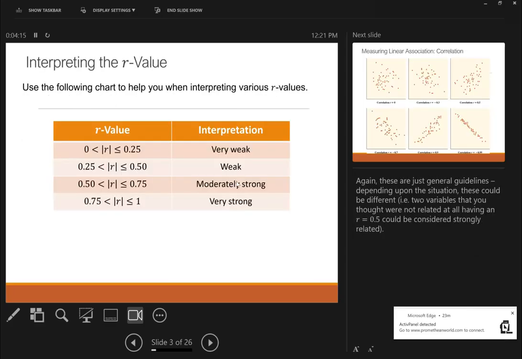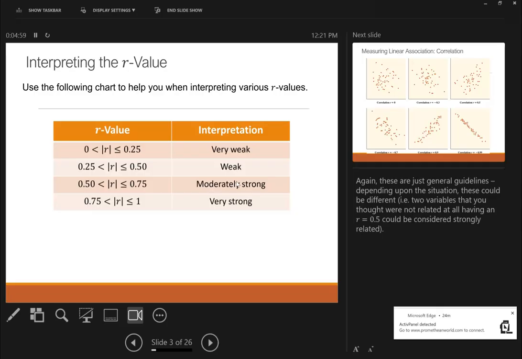So what we're going to do here is convert our values of R into statements of strength. R values between 0 and 0.25 are very weak. Between 0.25 and 0.5 are weak. Between 0.5 and 0.75, moderately strong. Between 0.75 and 1, very strong. And notice that the R's in there are absolute values, so the same would be true for between -0.25 and 0, which we'd say is very weak. And between -0.5 and -0.25, weak, etc., etc.